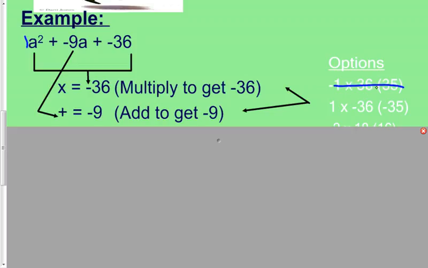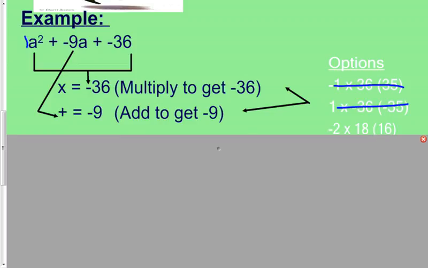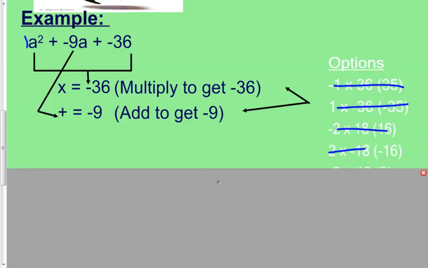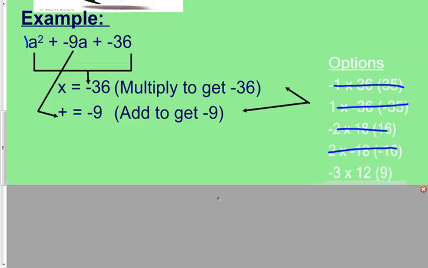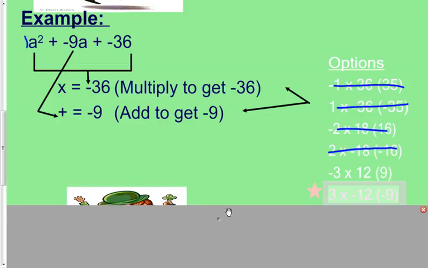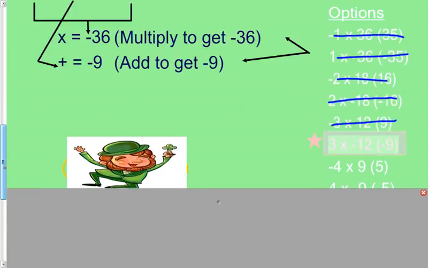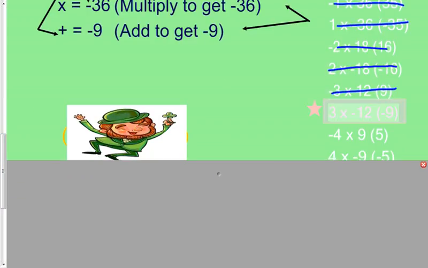But neither of those add up to the right amount. You have to add up to negative 9. Negative 2 times 18 or 2 times negative 18 would both get to negative 36, but neither of them add up to negative 9. Let's see what else. We have 9 and 4. Actually, I forgot about negative 3 and 12, or 3 and negative 12. There are other ones, 4 and negative 9, negative 4 and 9, and that was it then.